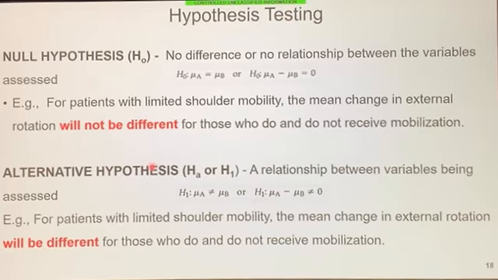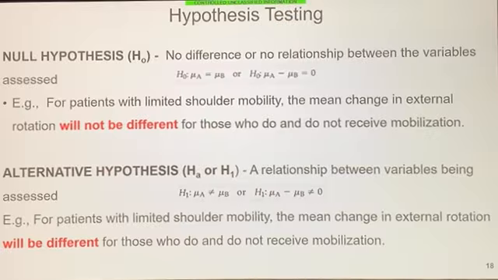So if patients with limited shoulder mobility were given mobilization treatment, which is PT exercises, their mean external rotation of the shoulder would not be different for the treated group versus the non-treated group. That would be a null hypothesis: no difference between the groups. The alternative hypothesis is what we as researchers want our results to be. We want there to be a difference between groups after treatment.